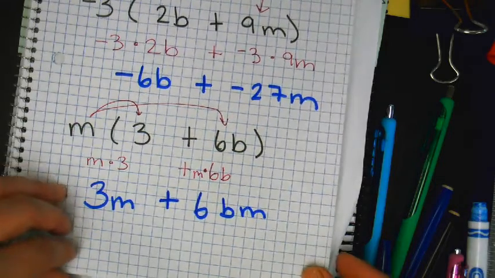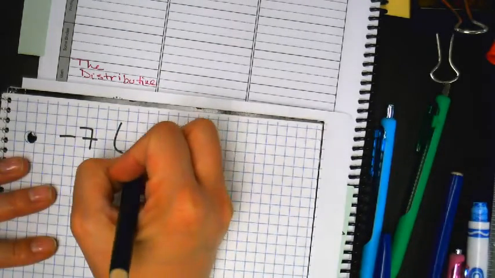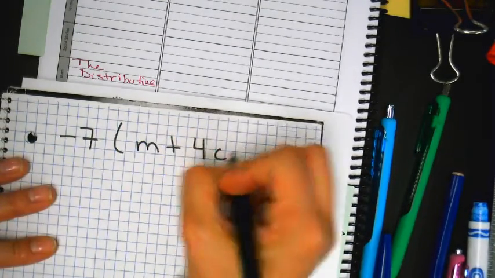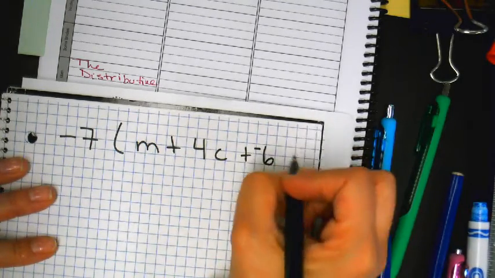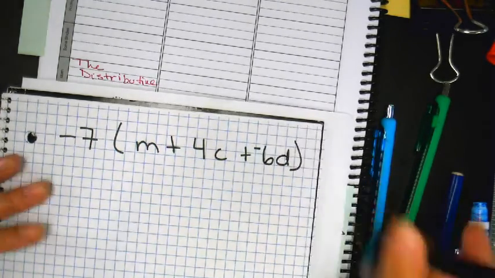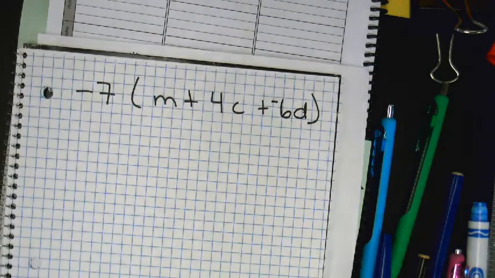Okay, one more thing I have to show you. Negative 7 times m plus 4c plus, let's do negative 6d. This is algebra. So what are we distributing? Negative 7.